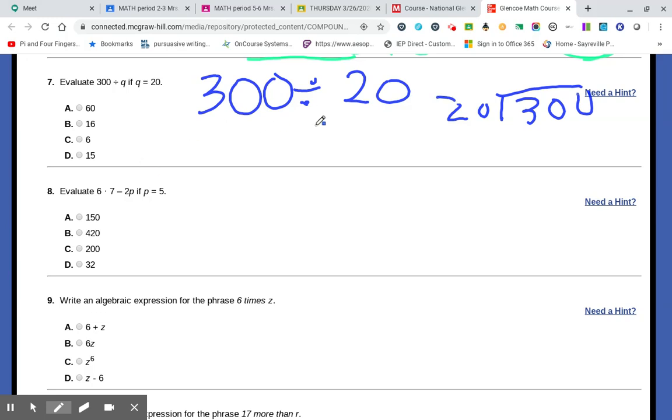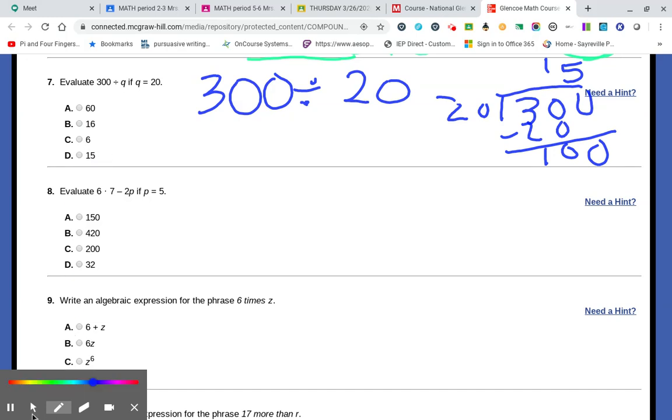In your calculator, you're going to actually write 300 divided by 20, or if you want to challenge yourselves and do it longhand, you can. This would be 20 and 100 and 15. It goes in evenly, so your answer would be D.